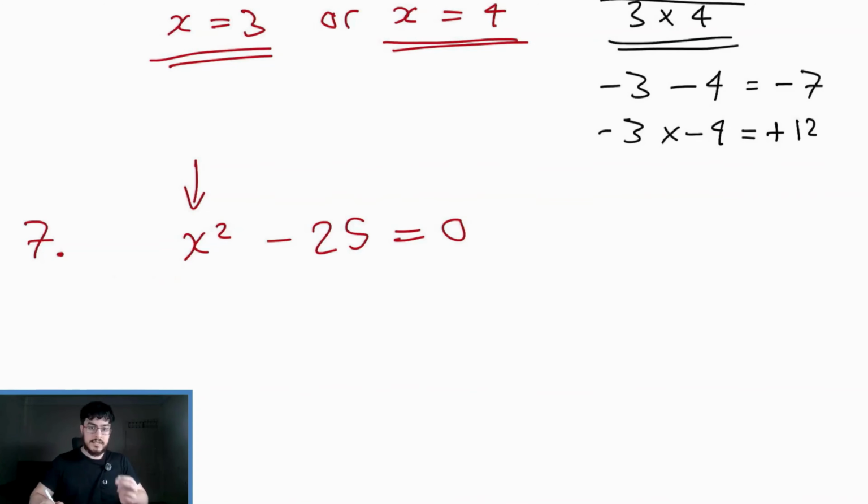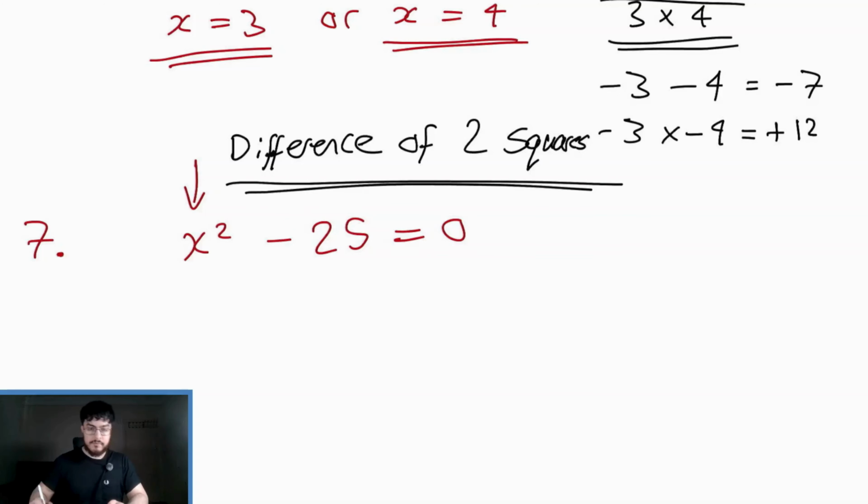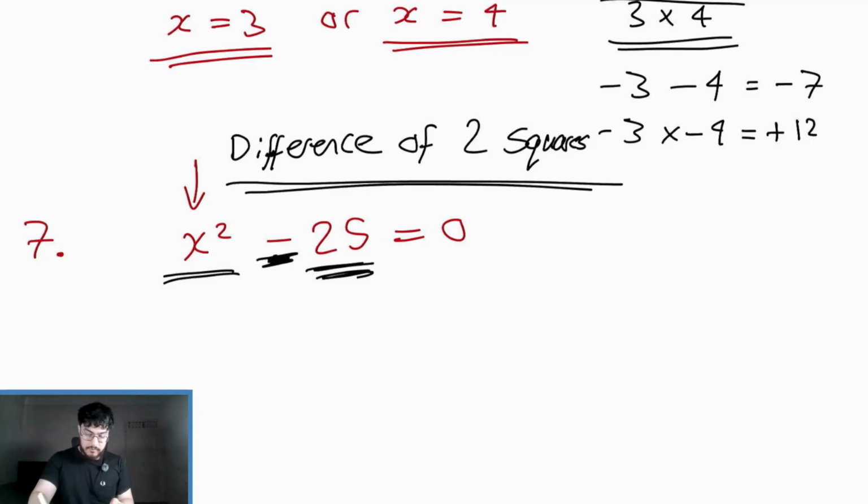Perfect. Now this is a specific example called the difference of two squares. I'm going to run out of space. This is the difference of two squares. As long as you have a number squared, subtract, remember the subtraction has to be there, another number squared, equals 0, or it doesn't even have to be equal to 0, but as long as we have a number squared, subtract another number squared, we can do the difference of two squares factorization.